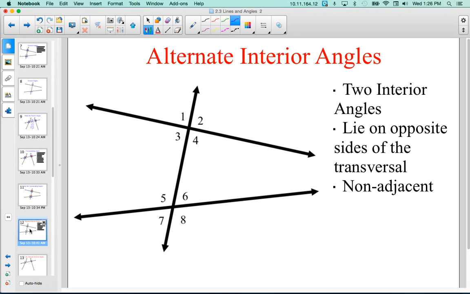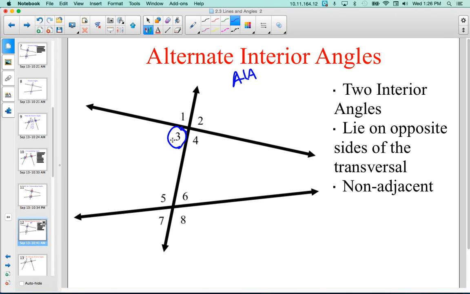Alternate interior angles. A lot of times we'll abbreviate this and say AIA. They're alternate interior angles, and that's because there are going to be some special properties we talk about with these angles. So, two interior angles that lie on opposite sides of the transversal, non-adjacent. Let's take one of our interior angles here. Let's say angle 3.